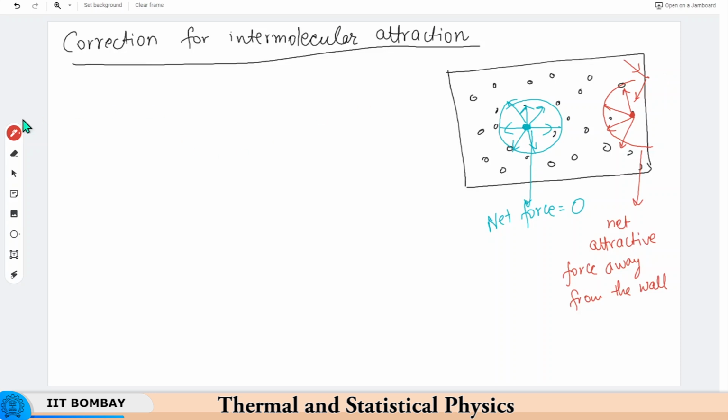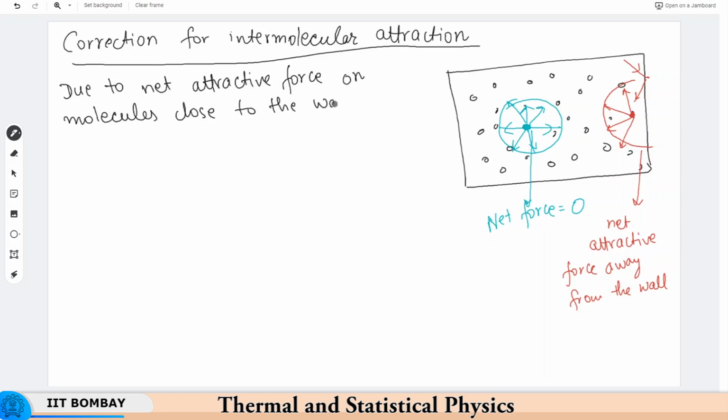So therefore, due to the net attractive force on molecules close to the wall, there is a reduction in pressure. And we have to correct for this. We have to correct for this pressure term.